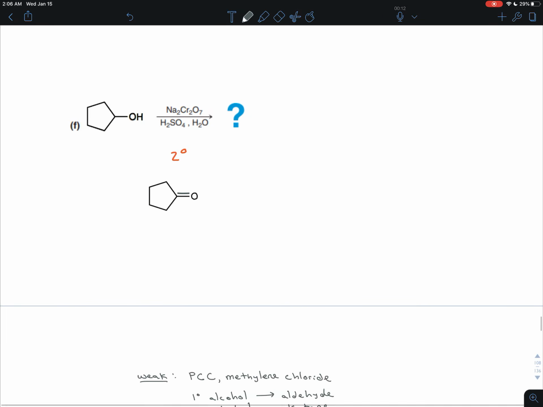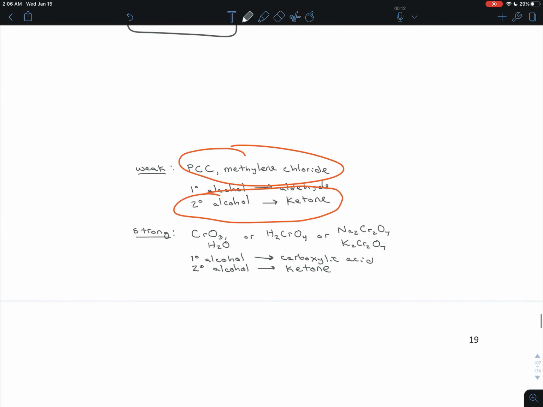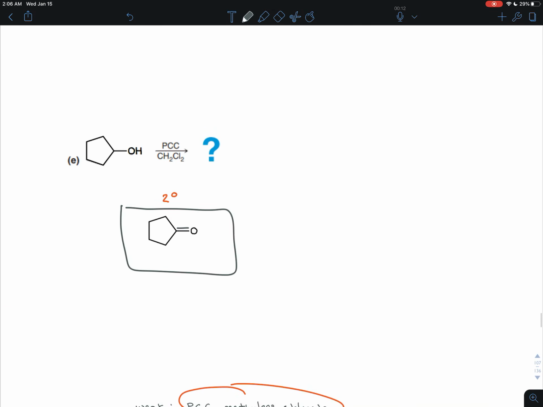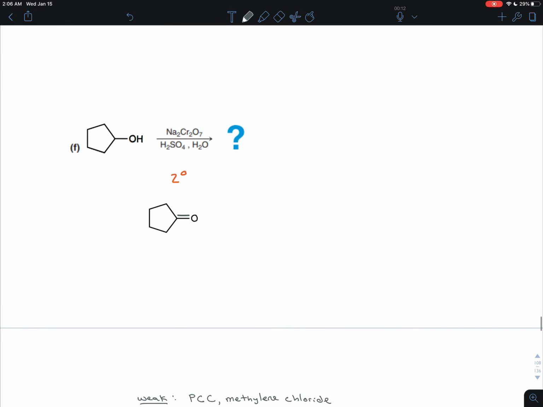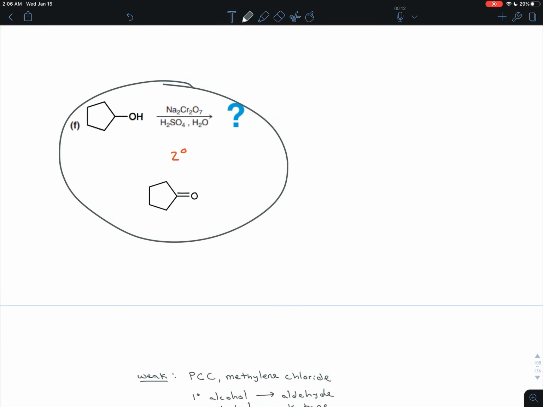So notice that if you have a secondary alcohol, PCC and sodium dichromate, the weak and the strong oxidizing agents, end up doing the same thing. They give you a ketone in the end.